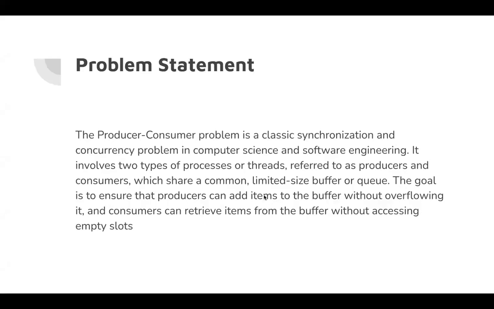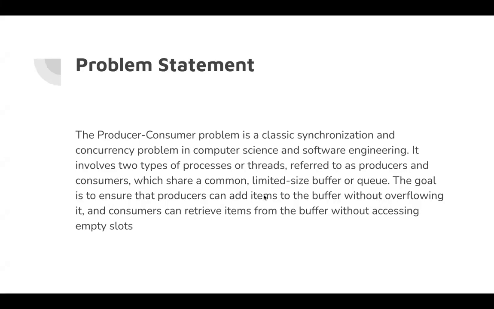The producer consumer problem is a classic synchronization and concurrency problem in computer science and software engineering. Basically it involves two types of processes or threads, referred to as producers and consumers, which share a common limited size buffer or queue. The goal is to ensure that producers can add items to the buffer without overflowing it, and consumers can retrieve items from the buffer without accessing empty slots.